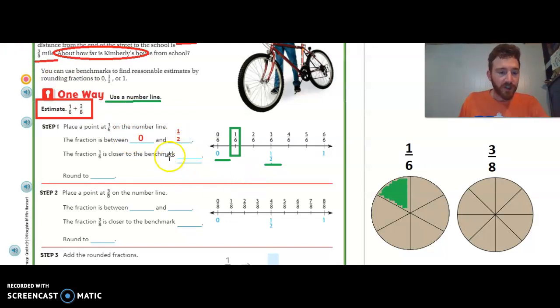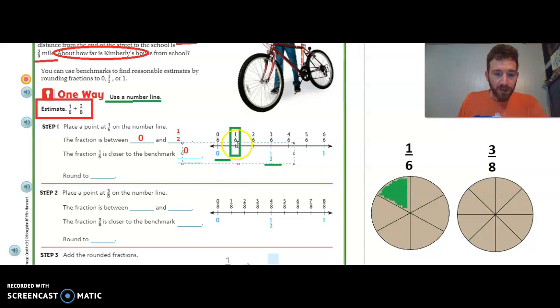Now you got to think, okay, which one is it closer to? Well, if we're between these two, notice like we're only a little bit away from 0 and we're 2 spots away. It would take 2 more pieces to get to half, and it only takes taking one away would make it 0. So we're actually going to say this is closer to 0.